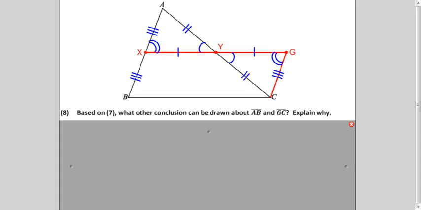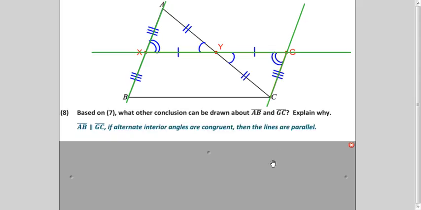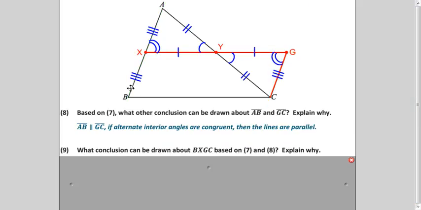So if we extend these two sides, let's see what it looks like. So we look at the green lines that I just drew in. This angle over here, AXY, and this angle over here, CGY, those are alternate interior angles. So since the alternate interior angles are congruent, the lines are parallel. So then, what is this quadrilateral down here? It must be a parallelogram. So let me draw those little chevrons on here. Now this is parallel to this.